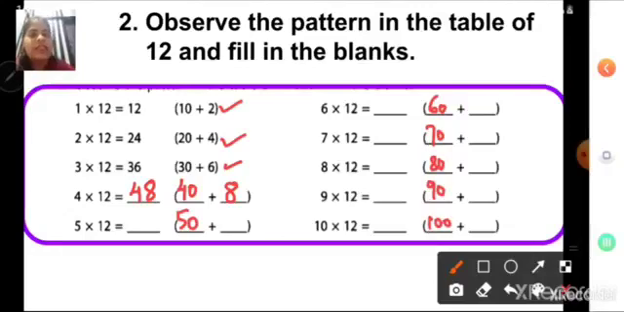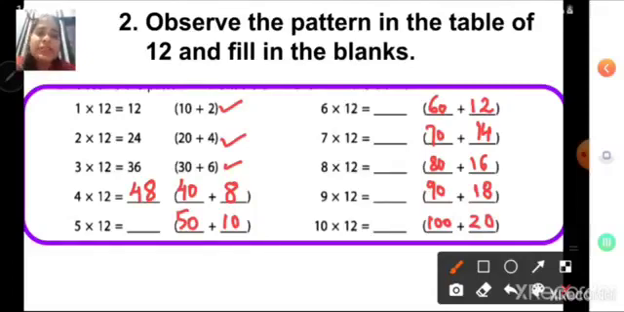Okay, then we are going to increase by 2. So 8 plus 2, 10. Then 10 plus 2 will be 12. 12 plus 2, 14. 14 plus 2, 16. 16 plus 2, 18. And 18 plus 2 will be 20. Okay. Now let us write the answer.